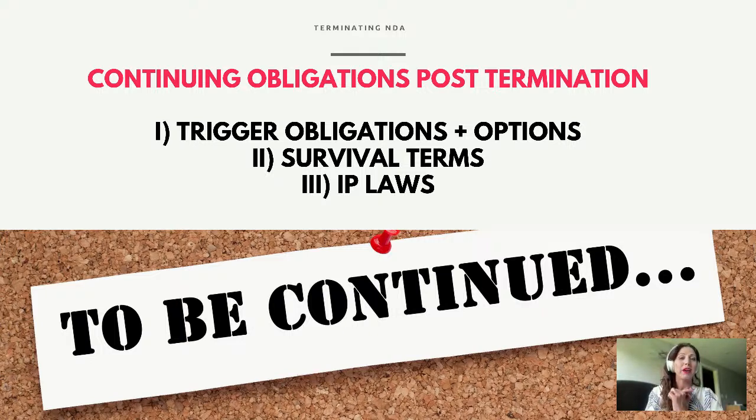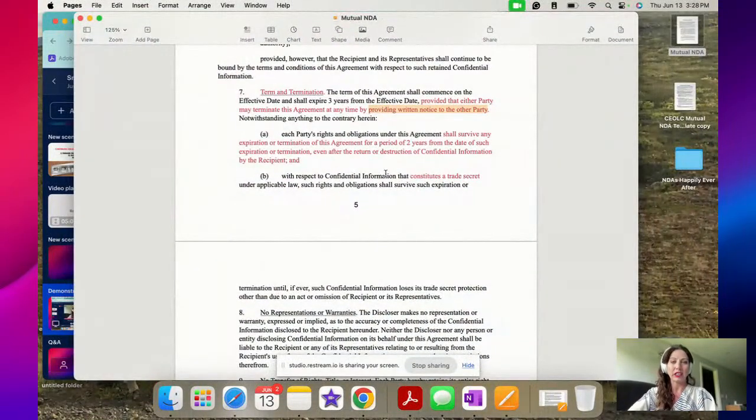So, continuing obligations after you terminate: those possible obligations of either being required to return it, being required to destroy it, or you want to get that certification of return or destruction. Then we talked about survival terms, terms that survive after it's over. There might be some things that exist after the NDA is over. And I have here an NDA sample that has an example of that. Okay, so this is the other NDA we had looked at earlier.